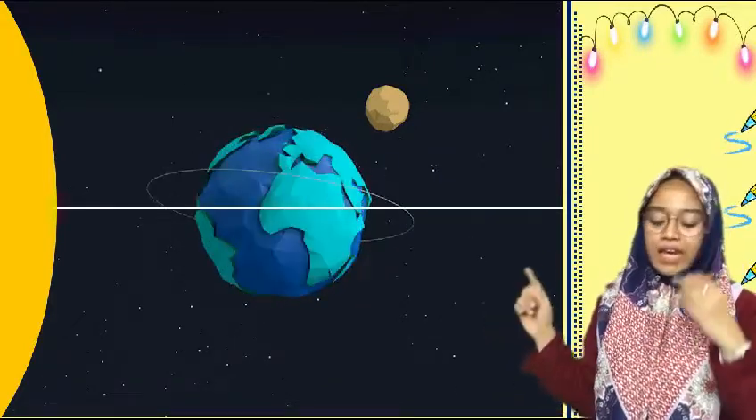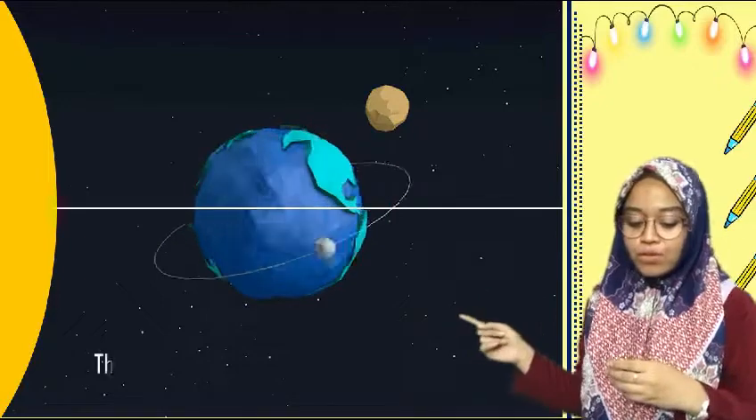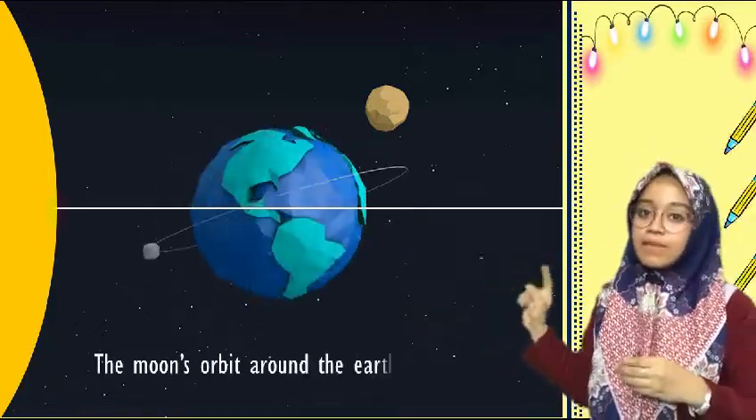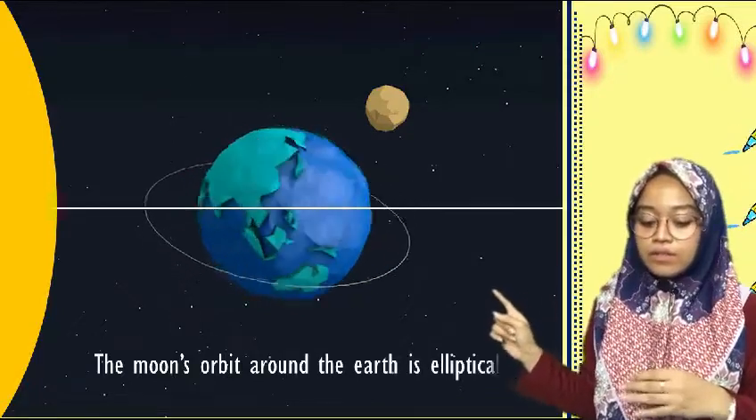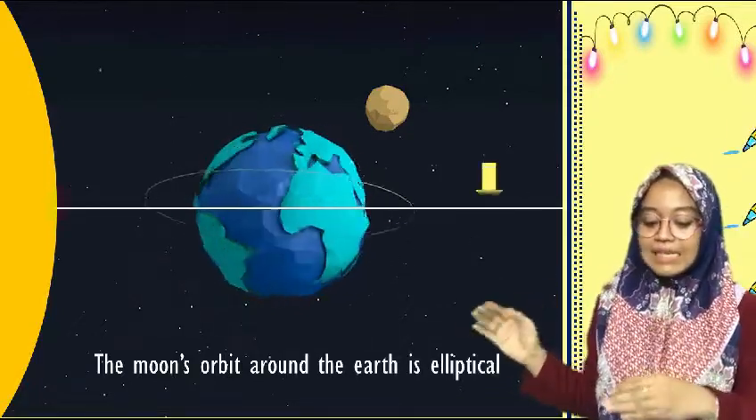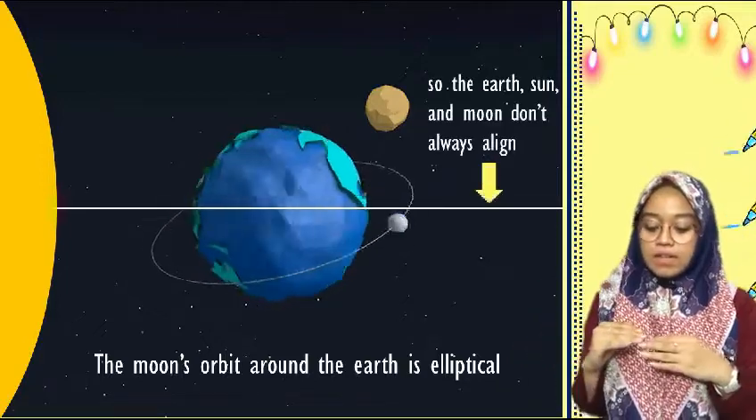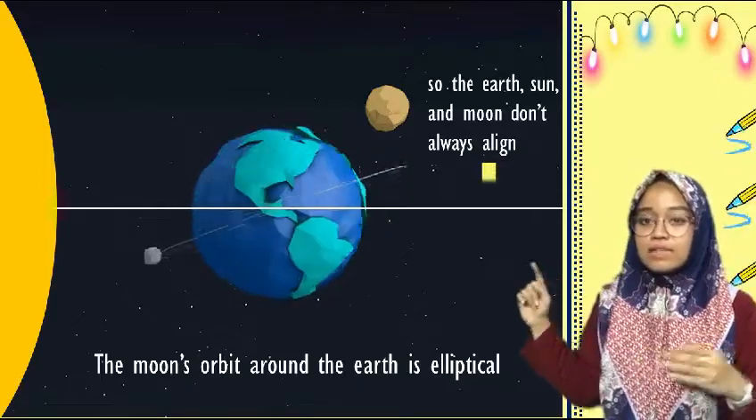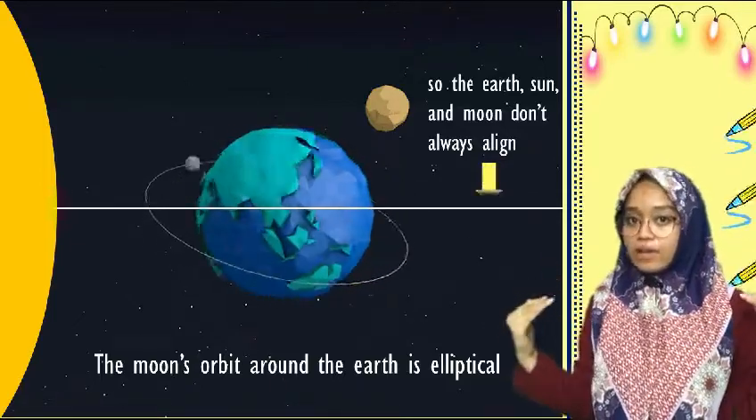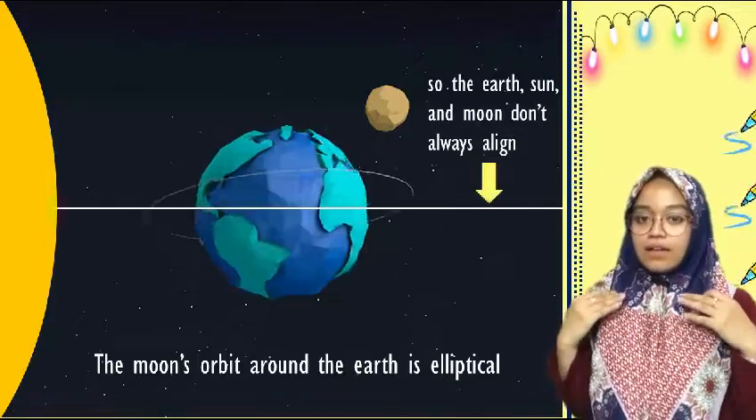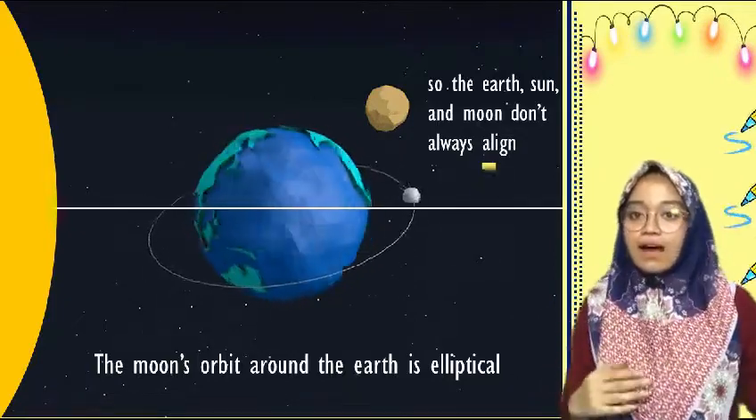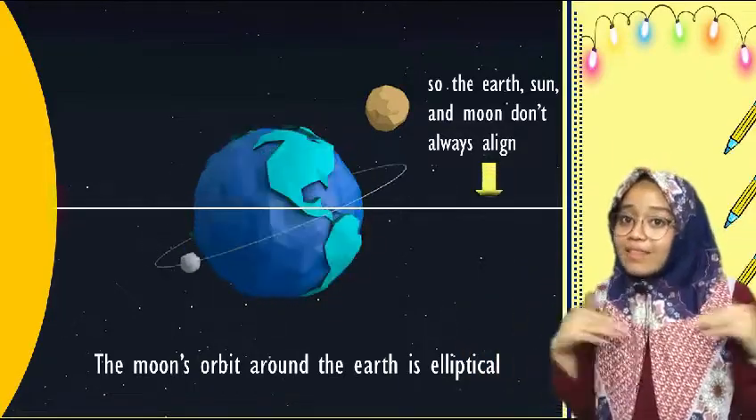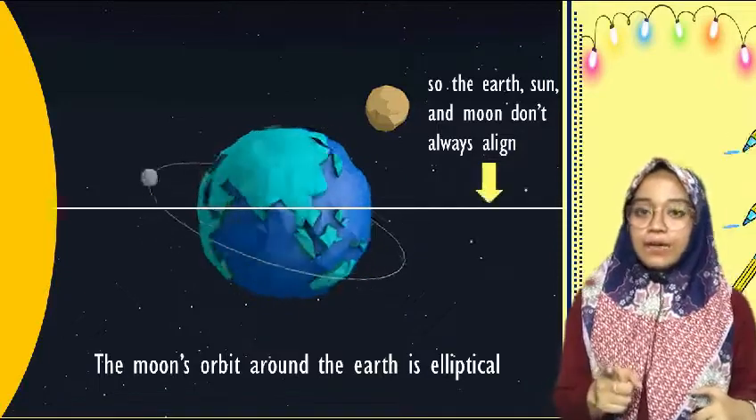This video can explain to you that the moon's orbit around the earth is elliptical. The moon's orbit is tilted a few degrees in relation to the earth. You can see the white straight line. When the sun, earth and moon are in one straight line with the white line, a lunar eclipse can happen.